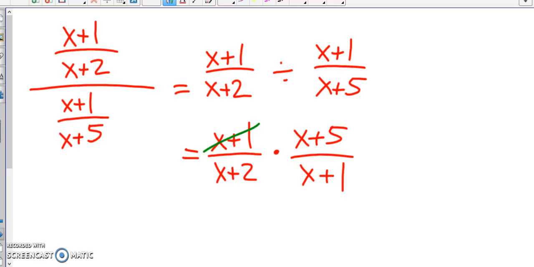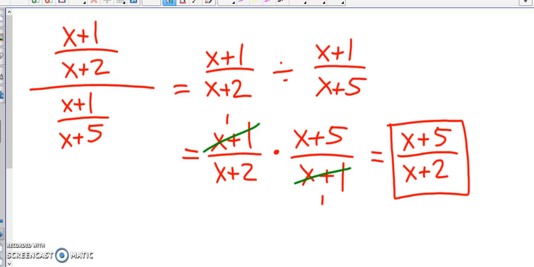I can cancel out the factors that match. And I'll end up with x plus 5 over x plus 2. Remember that this becomes a 1, that becomes a 1. And 1 times whatever, those ones ultimately don't matter because it's multiplication. And so, therefore, this would be your answer right here. Okay. Let's see what else we have here.